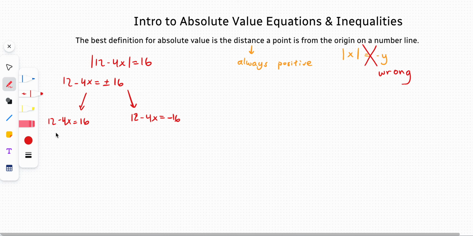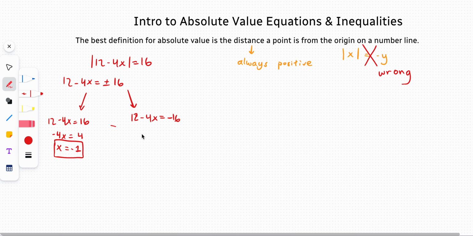Right here, we're going to isolate our variable. So for negative 4x, we're going to subtract 12 from both sides. So we get a positive 4. Let's finish this one. So we divide everything by negative 4. So x is going to equal a negative 1. This is one of our answers.